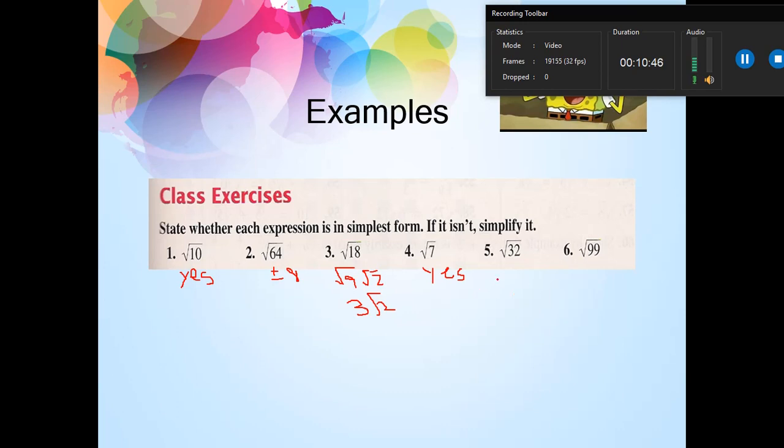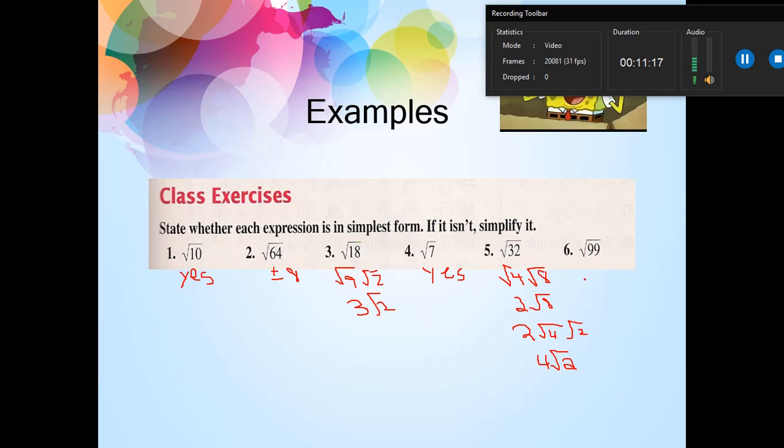32. I know that a 4 will be pulled from this. So we have radical 4 and radical 8. This is 2 radical 8. Don't be fooled. Radical 8 is not simplified. There's another square. This is 2. We'll have radical 4 and radical 2. So this is 2 times 2, which is 4 radical 2.